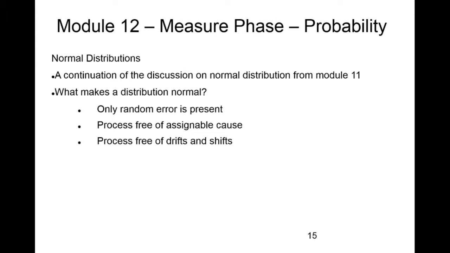Normal distributions, we'll do a continuation of discussion on normal distributions for Module 11. We're looking at what makes a distribution normal. Well, only random error is present. The process is free of assignable cause. The process is free of drifts and shifts. That means as we're doing our process, is our tooling or whatever shifting, so our tolerances are basically what we're outputting, the tolerance is kind of pushing over this way, pushing over this way, pushing over this way.